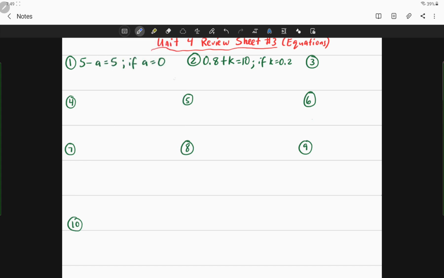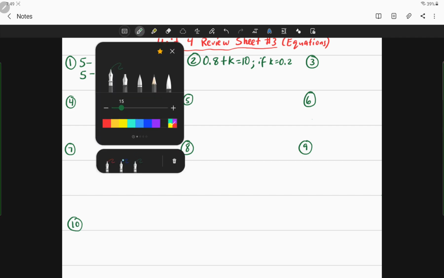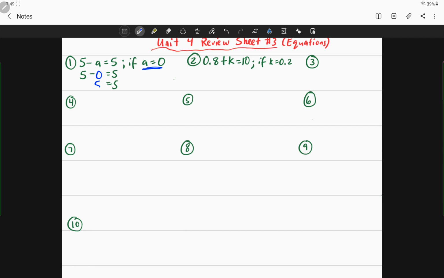To figure this one out, we want to take our little clue and substitute. We're going to replace the variable a with the number 0 just to see if it works out. So it would now say 5 minus 0 equals 5. And we know that 5 minus 0 does, in fact, equal 5. So we can say yes. The answer for number 1 is A. Yes, this value a equals 0 would satisfy this equation.